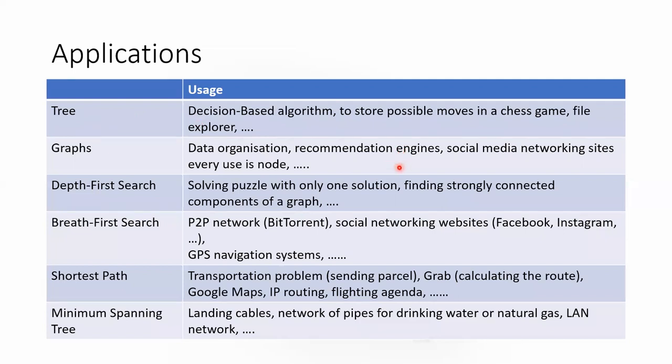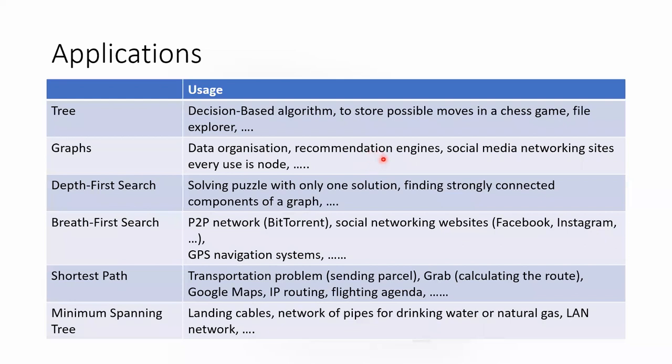Then we go to graph. For the graph, applications include data organization, recommendation engines, and social media networking sites. Every user is a node. Like Facebook, when we talk about connections between friends, it is actually using a graph, because they have adjacency and can connect to all the mutual friends. If you want to find deeper mutual friends, yes, it is possible, as it forms in the graph.